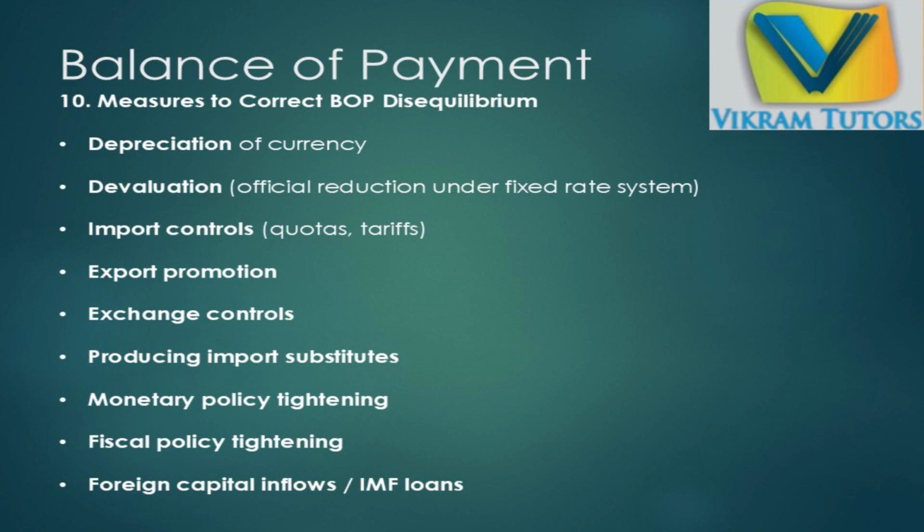Import controls, such as tariffs and quotas, can reduce the outflow of foreign currency by limiting the purchase of overseas goods. Export promotion strategies encourage domestic industries to increase sales abroad, generating additional foreign exchange. Policy tightening, including fiscal and monetary adjustments, aims to curb excessive demand and stabilize the economy. Additionally, attracting foreign capital inflows through investment incentives or borrowing can temporarily bridge the gap and support the balance of payments. Each of these measures has distinct implications and is chosen based on the specific circumstances facing a country.